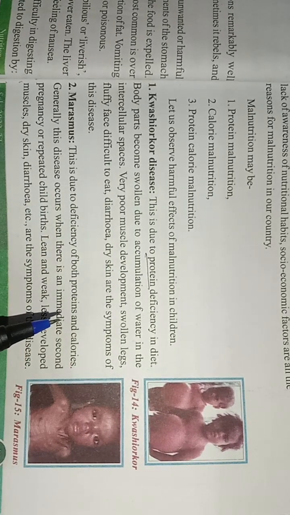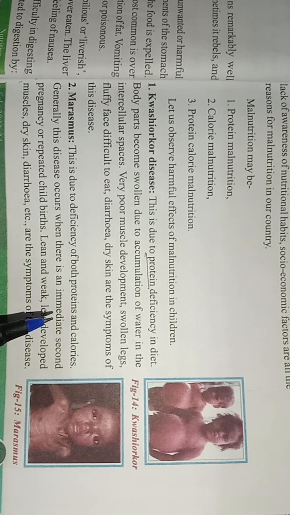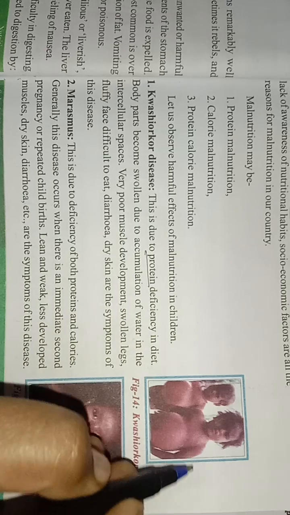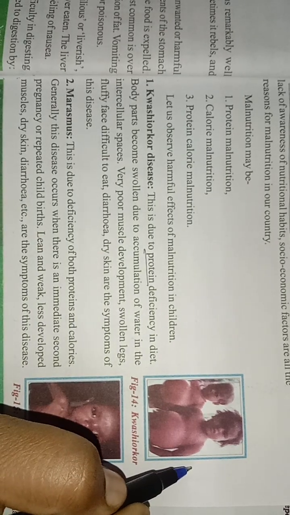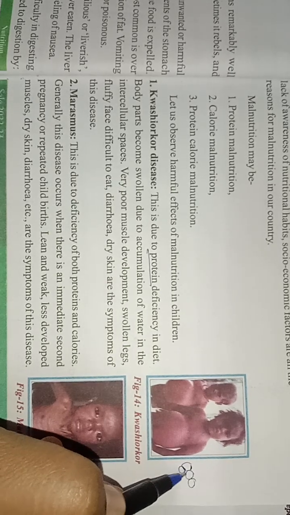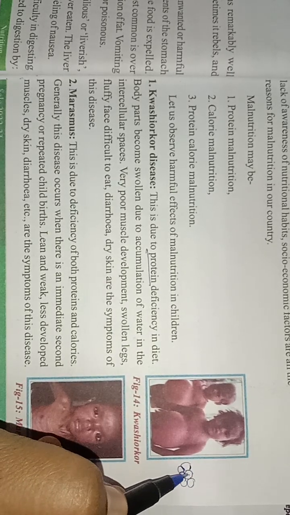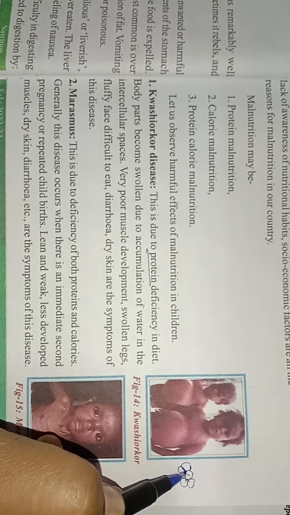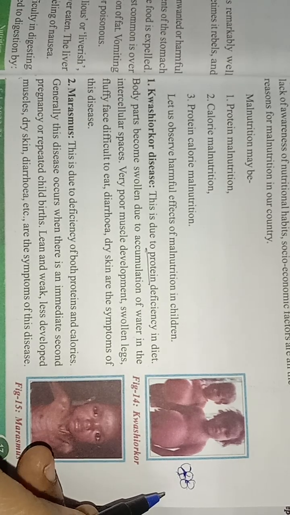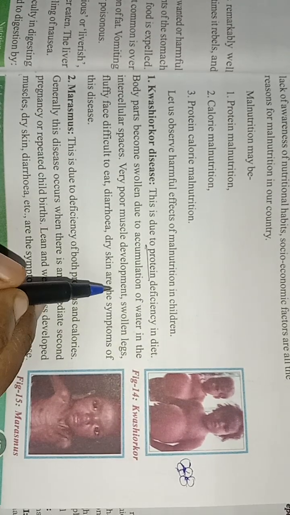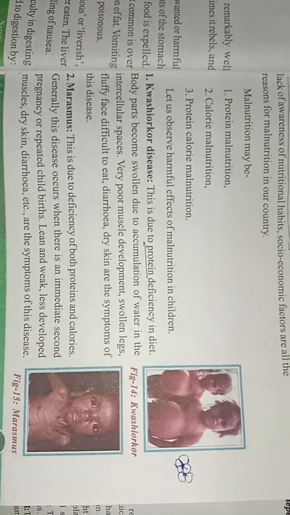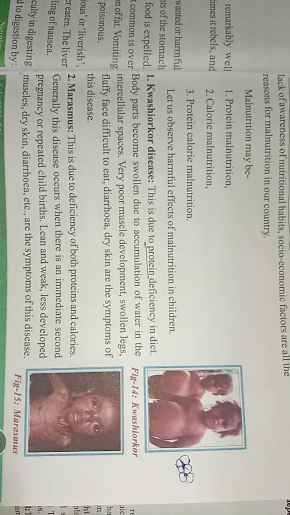Protein deficiency in the diet. Body parts may be swollen due to accumulation of water in the intercellular spaces. What will happen if a person is suffering from kwashiorkor? Cells are present in the form of tissues, right? So water comes out of the cell and accumulates between the cells. Because of that, very poor muscle development, swollen legs, fluffy face, difficulty eating, diarrhea and dry skin are the symptoms of the disease, right?